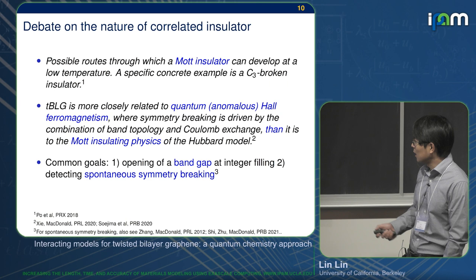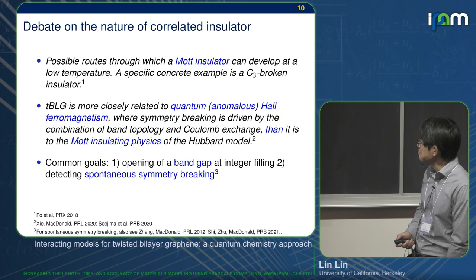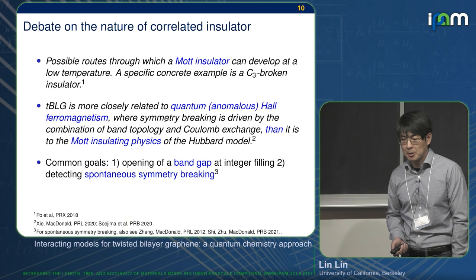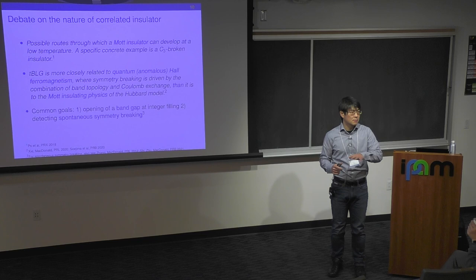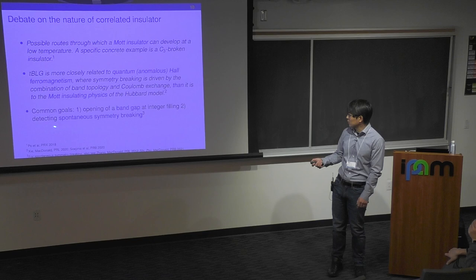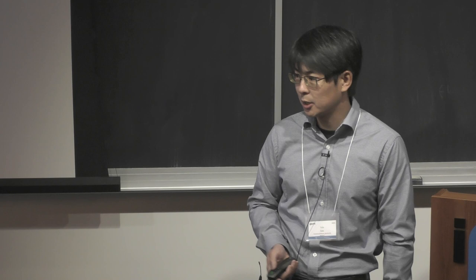One, your theory must predict the opening of a band gap with some mechanism at integer filling. Two, it should be able to detect features of spontaneous symmetry breaking. This is because the Hamiltonian you constructed indeed satisfies all the relevant symmetry, and if it does satisfy the symmetry, it couldn't break the gap, so it should be spontaneous symmetry breaking. The Hamiltonian doesn't break the symmetry, but the density matrix breaks the symmetry.